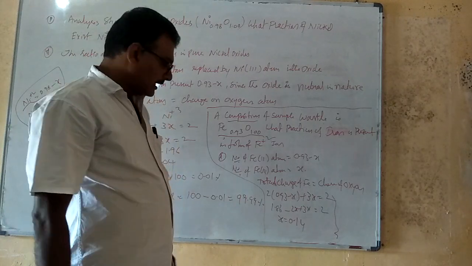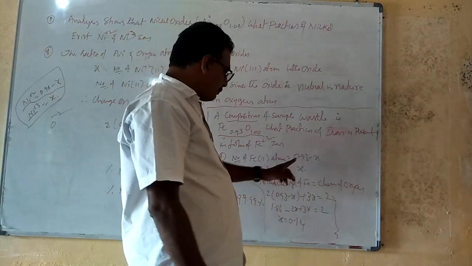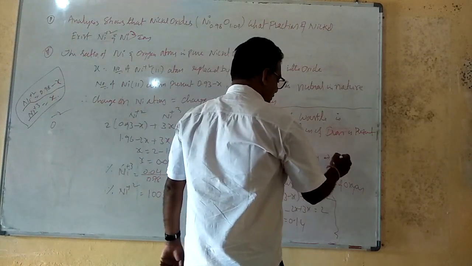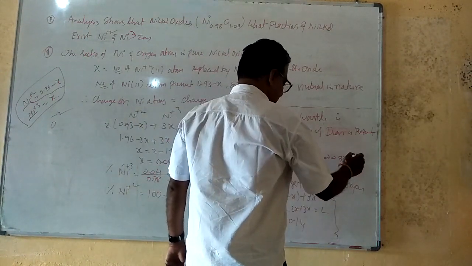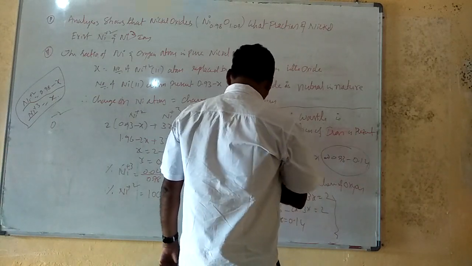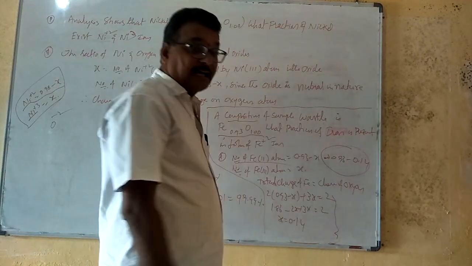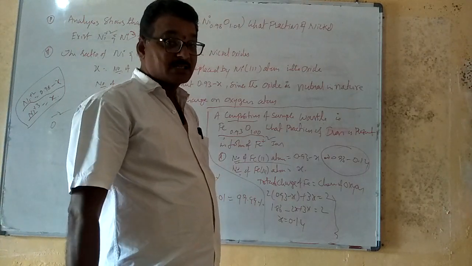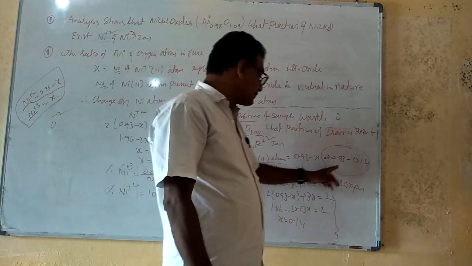The x value is calculated as 0.14. Now, 0.93 minus x, therefore 0.93 minus x is equal to 0.79, which is the number of Fe2+ ions. Now, how do we calculate the Fe2+ percentage?